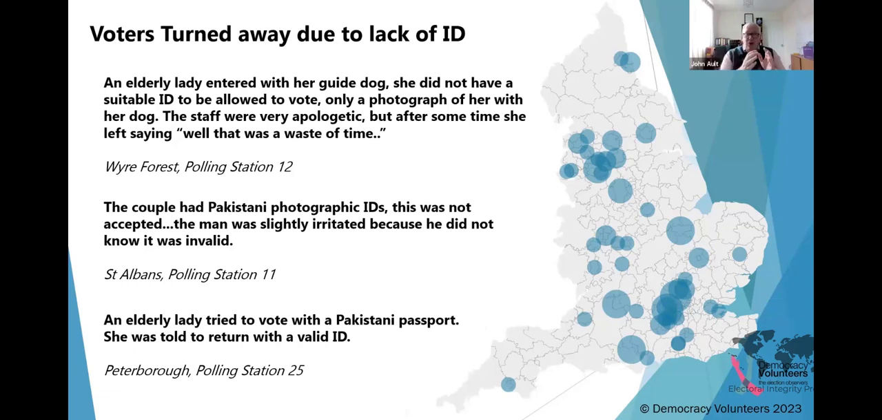Now, none of those people, arguably the first person should be excluded, they didn't have valid ID, but the second two people did have valid ID. And I think one of the concerns about this is the training that's going on to make sure that people running polling stations actually know what is valid within the context of their polling station.